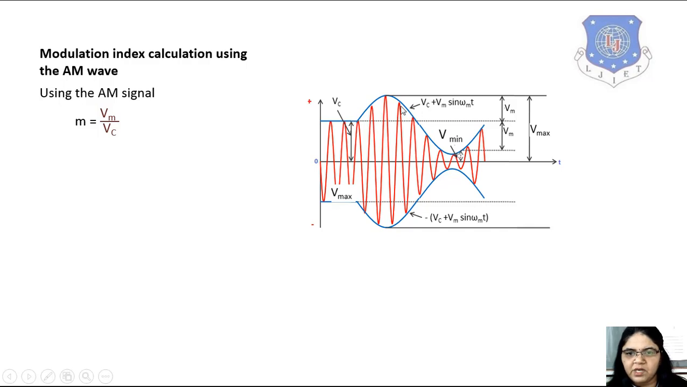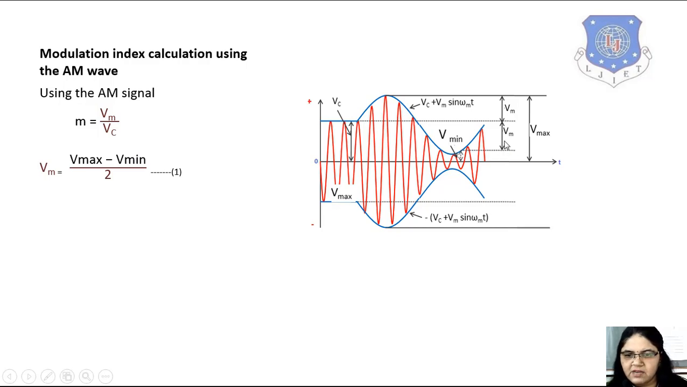Now this particular envelope is the Vc value, that is the carrier wave, plus the shape of the modulating signal, so it is Vm sine omega mt. Similarly, this is the negative end, minus Vc plus Vm sine omega mt. The blue line shows the envelope, this is the imaginary line. Now I want to find out the modulation index using this display. The modulation index is Vm upon Vc, that we already know.